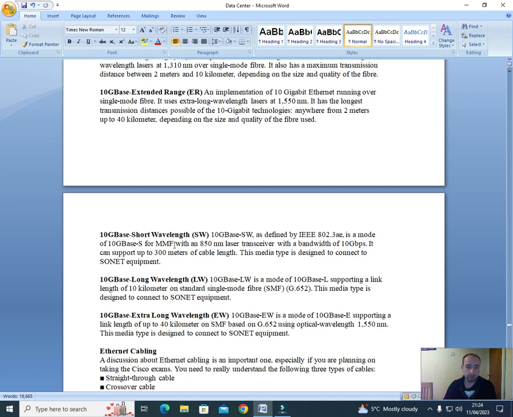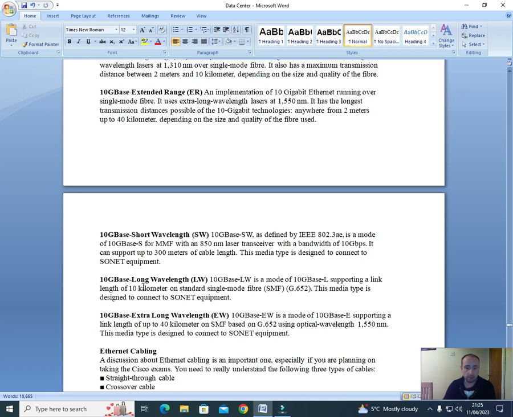10GBASE-SW, short wavelength. 10GBASE-SW, as defined by the IEEE 802.3ae, is a mode of 10GBASE-S for MMF with an 850 nm laser transceiver with a bandwidth of 10 Gbps. It can support up to 300 meters of cable length. This media type is designed to connect to SONET equipment.